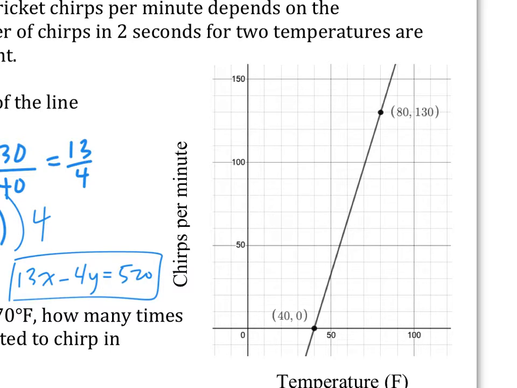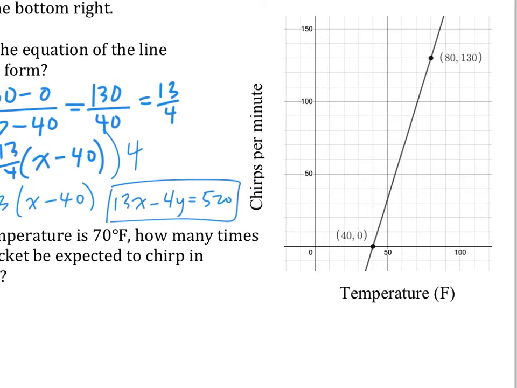So the question is when it's 70, which is about here, how many times do we think the cricket is going to chirp? That looks like it's about a little less than 100, right? So we need to actually use that line to predict the actual number. How do we do that? So we know the temperature. The temperature is 70, right?